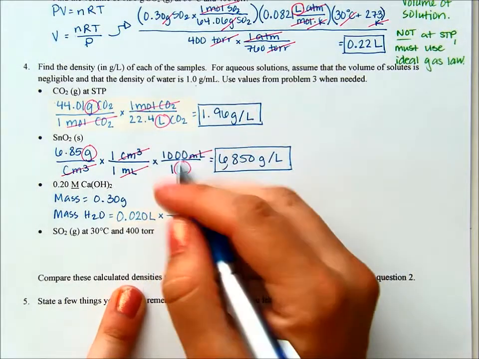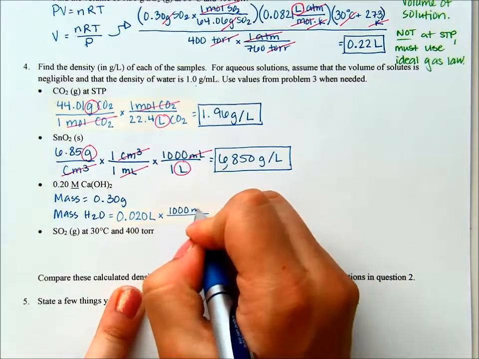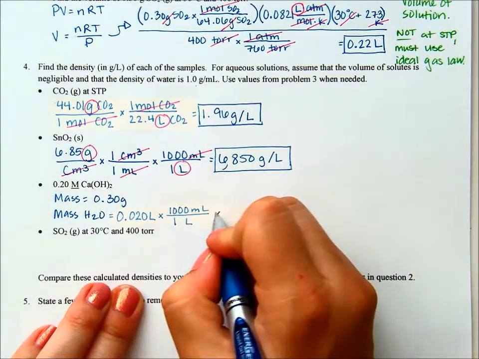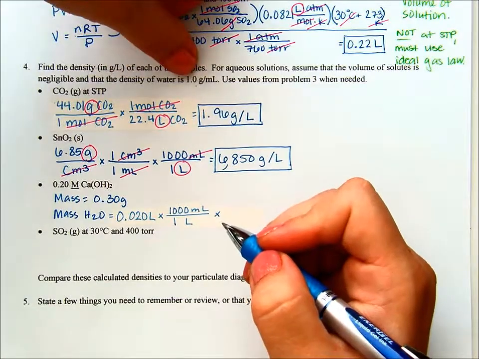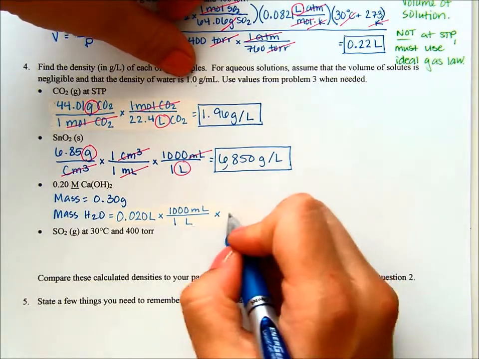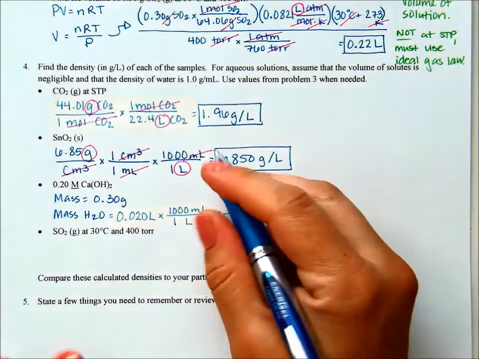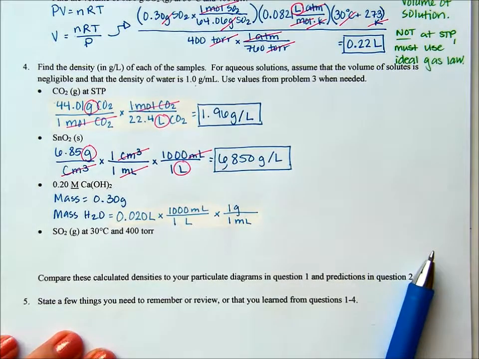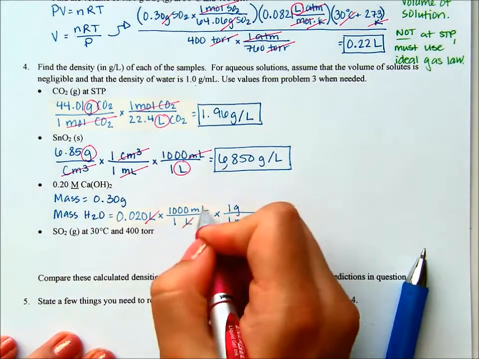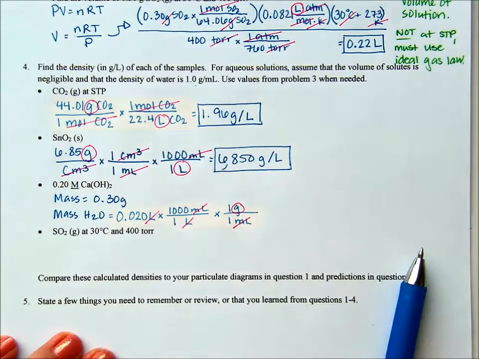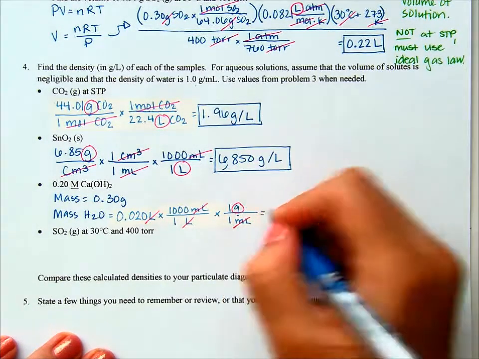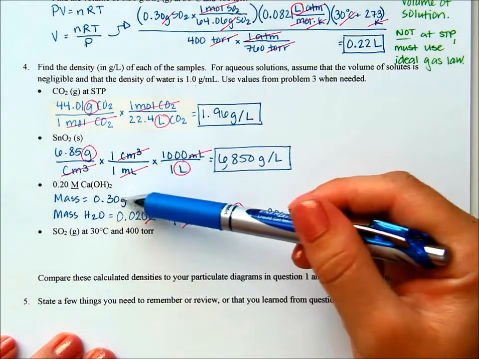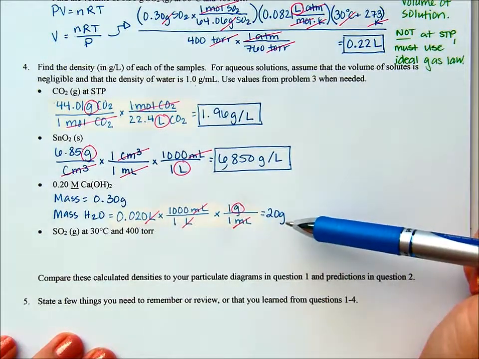So I know that there are 1,000 milliliters in every 1 liter. My liters are going to cancel. And I'm instructed to use the density of water as 1.0 gram per milliliter. So 1 gram per 1 milliliter. So my units canceling look like this. Liters, milliliters, I'm left in grams, which is what I want. So then I found that my mass of the water is 20 grams. My mass of my solute is 0.3 grams. My mass of my water is 20 grams.